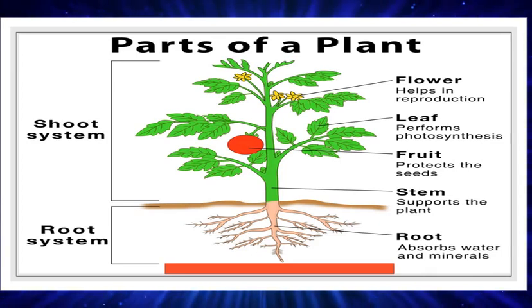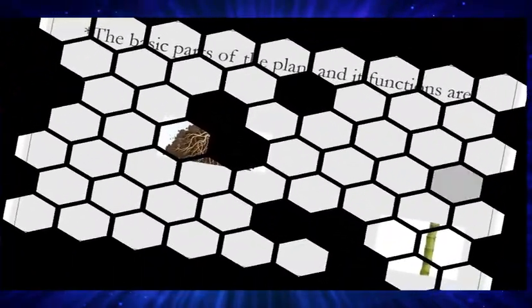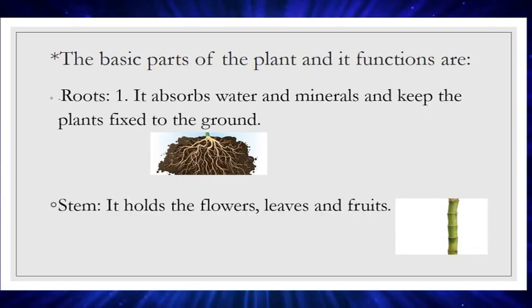Okay, let's move on to the next slide. So the basic parts of the plant and their functions are, we're going to look at the basic parts of the plant and their functions. Root, as we just said, absorbs water and minerals and keeps the plant fixed to the ground. So this is how the root looks. It takes water and minerals and keeps the plant fixed so that it doesn't shake and fall easily. Are you getting it?